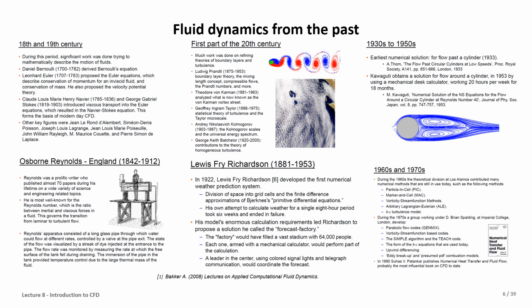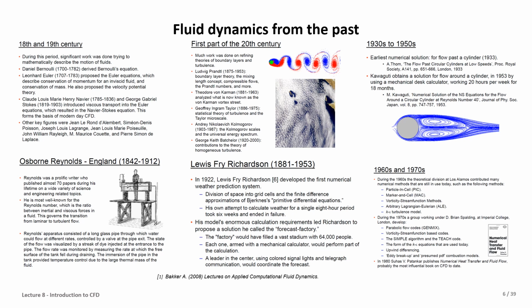The part that is more connected to computational fluid dynamics, CFD, is 1930 to 1950. The earliest numerical solution was done for flow past a cylinder in 1933. As well, in 1953, there is a numerical solution of the Navier-Stokes equation for flow around a circular cylinder at Reynolds number 40, which was done by Kawaguti. To obtain the solution, he used a mechanical desk calculator, working 20 hours per week for 18 months. This is a very interesting point, from which we can understand how we can make use of high performance computing and how we accelerate the solution.